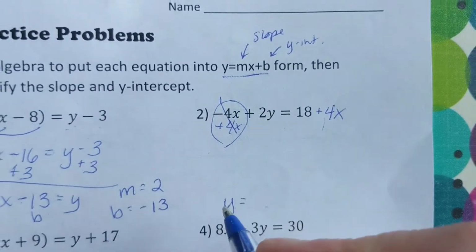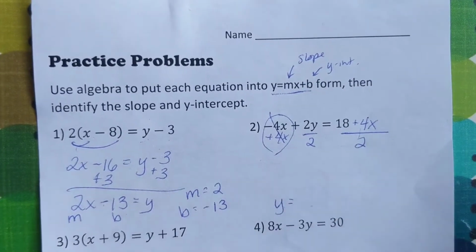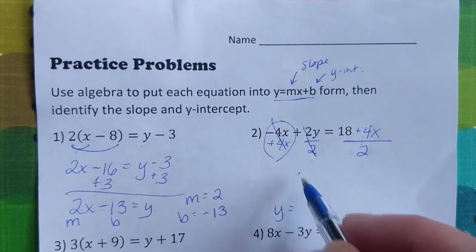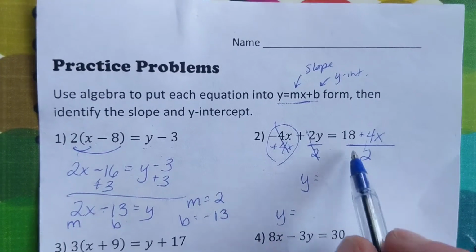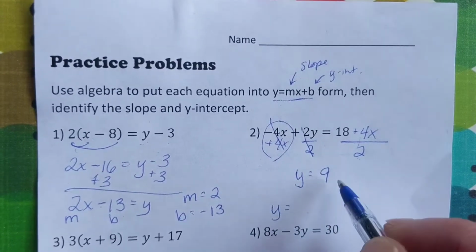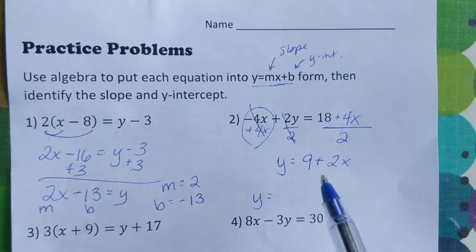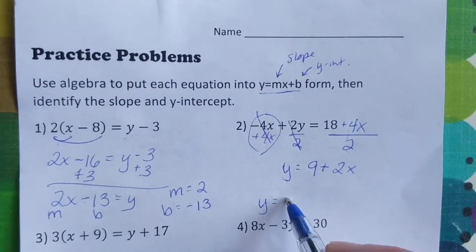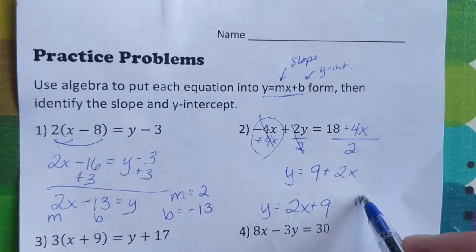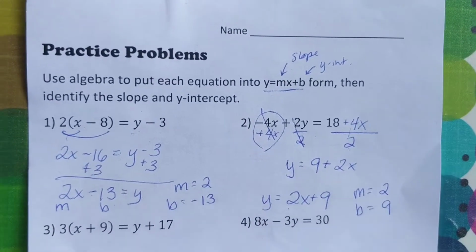Alright, my last step to get y by itself is going to be to divide both sides by 2. Make sure you divide the entire right side by 2, not just the first term, but both terms. Okay, those 2's cancel, leaves you with y equals, each of these is going to be divided by 2. 18 divided by 2 leaves me with 9, plus 4x divided by 2 is 2x. Alright, and then of course this is switched around, but it's the same thing as 2x plus 9. So I can tell that my m is going to be the number in front of the x, the coefficient, 2, and my y-intercept would be 9.